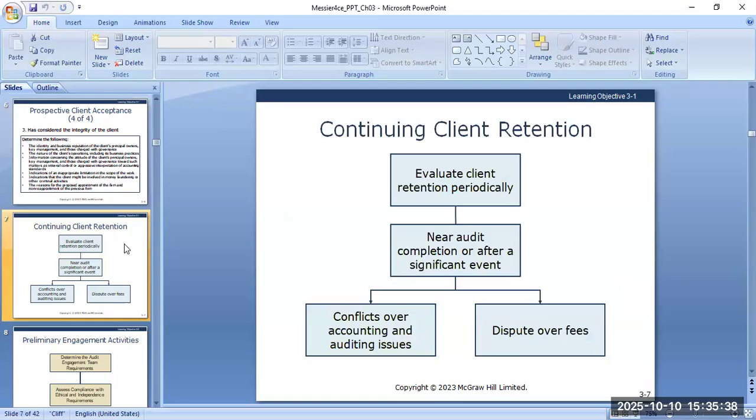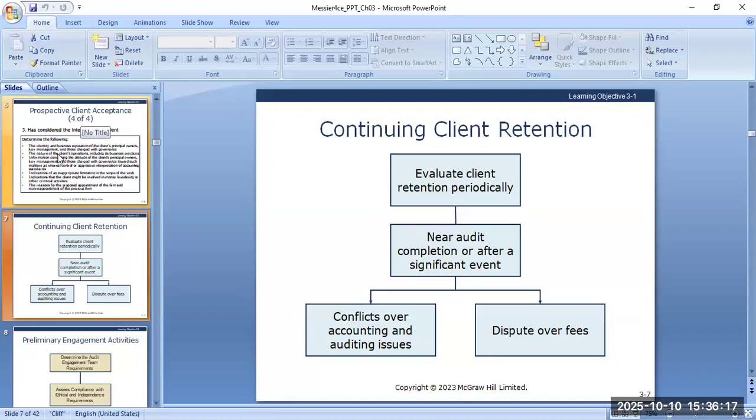So once we evaluate the client, we have to evaluate the client retention periodically. Near the audit completion or after a significant event, we have to see, is there any conflict over the accounting and audit issues? Or is there any dispute over the fees? That's when we continue with the client retention.